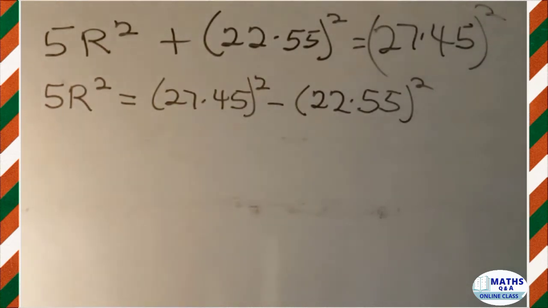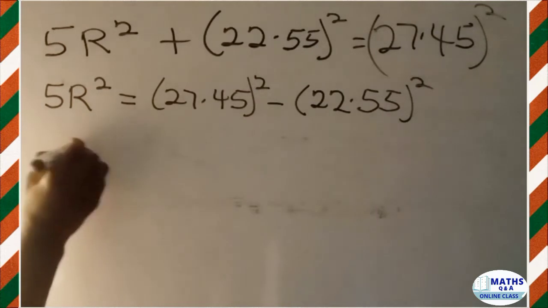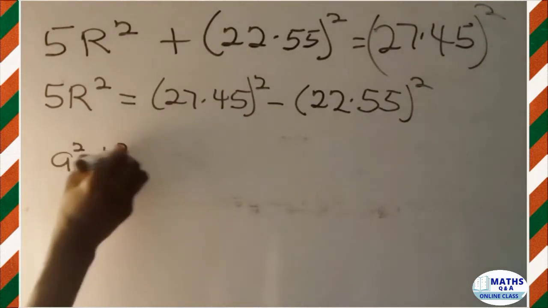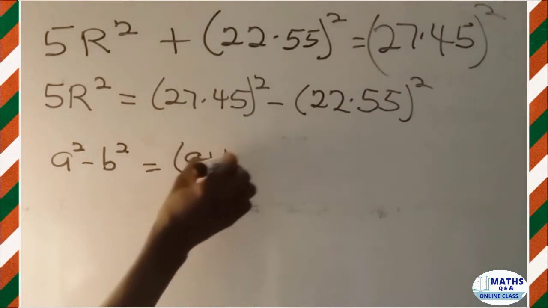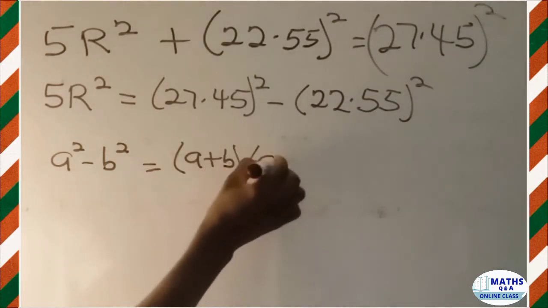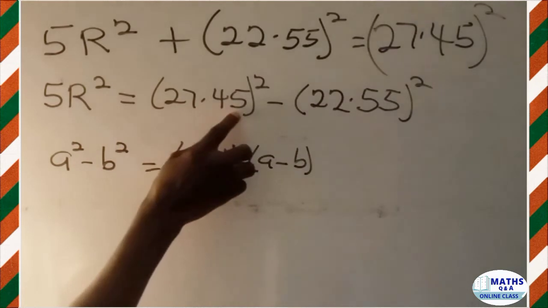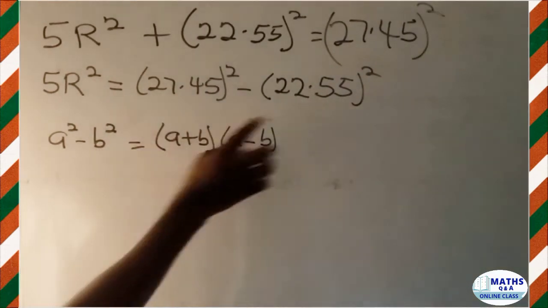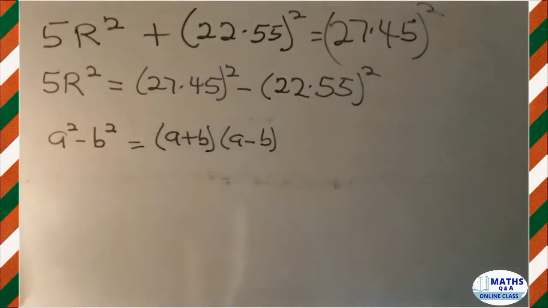Now that we've had this, you see that we have two constant numbers which are squared, and we have to find the difference, right? So we use the difference of two squares formula. Now the difference of two squares formula states that whenever you have values, for instance, a squared minus b squared, you can factorize it simply as (a plus b) multiplying (a minus b). So in place of a, we will write what? 27.45, and in place of b, we write 22.55, right? Good. Now let's proceed from here.